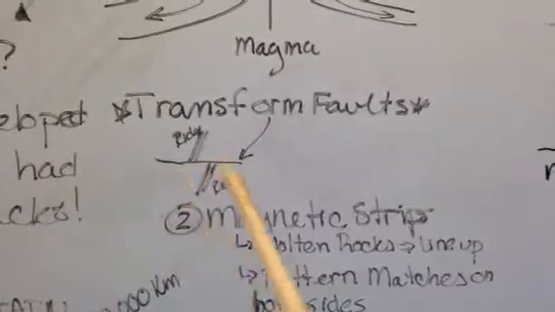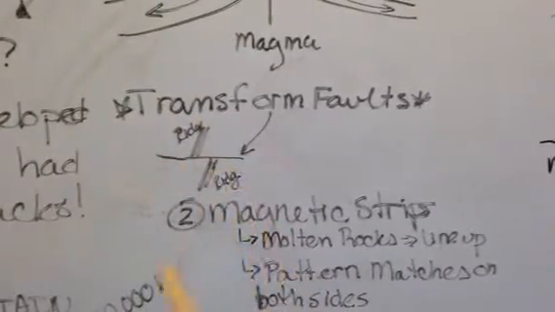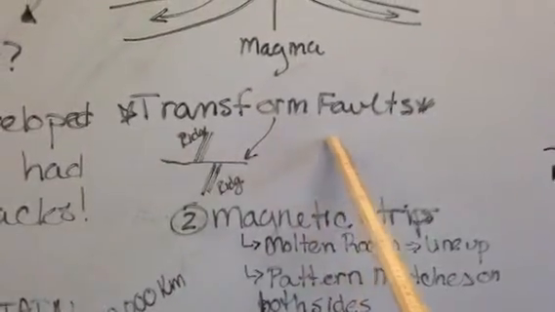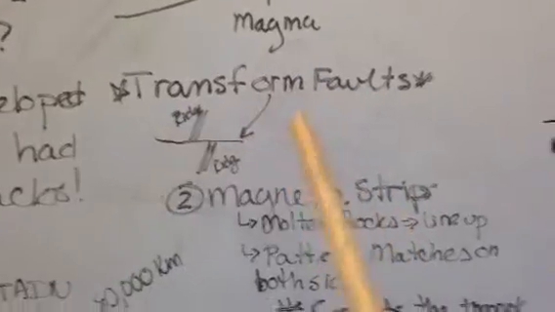Okay, so this would be just like what we would see if this was a road and we had an earthquake and it shifted it over. That would be that horizontal shift. This is underneath the water called a transform fault.